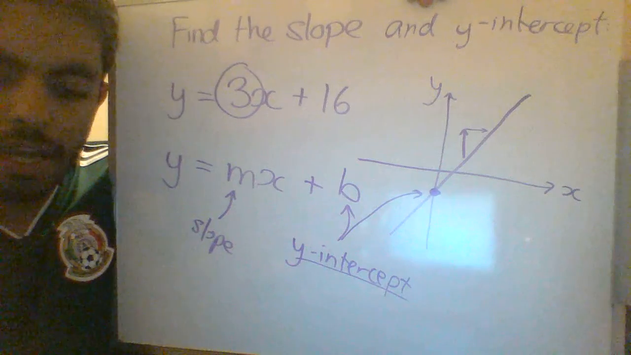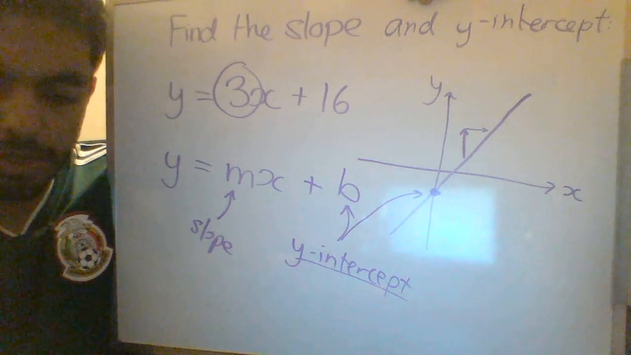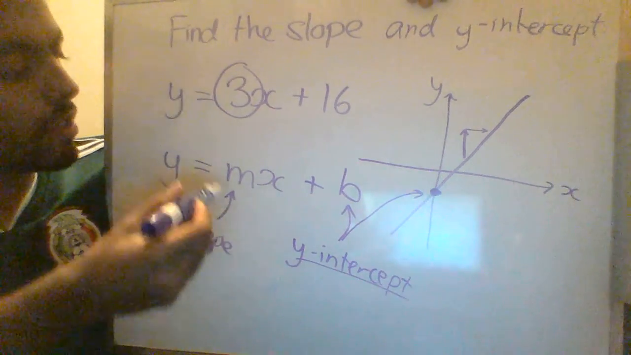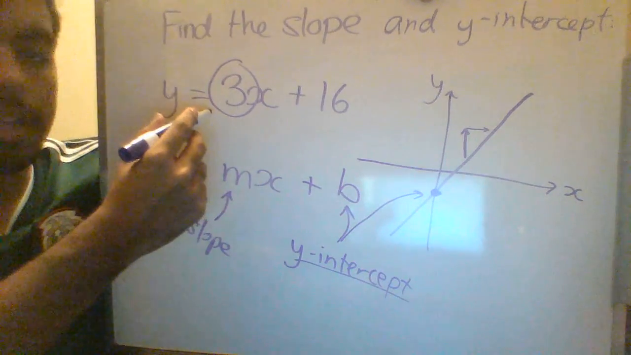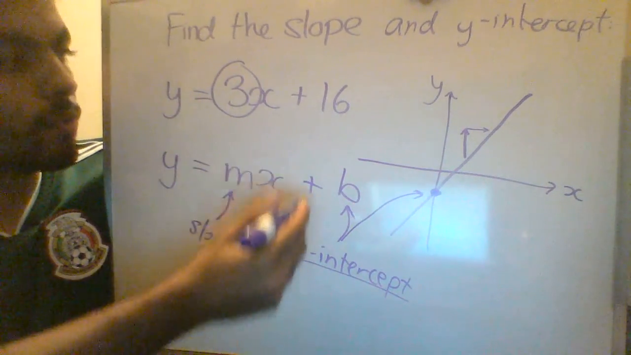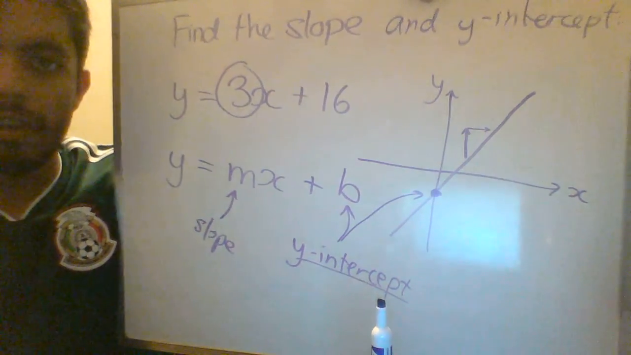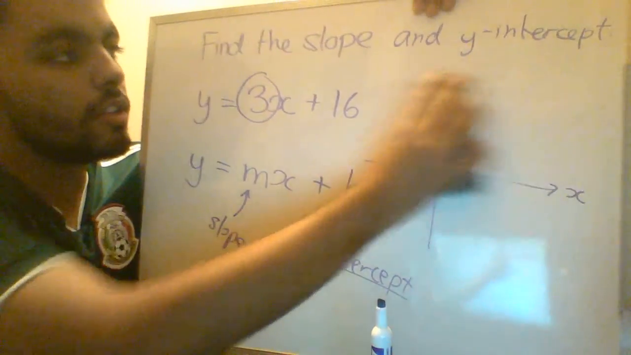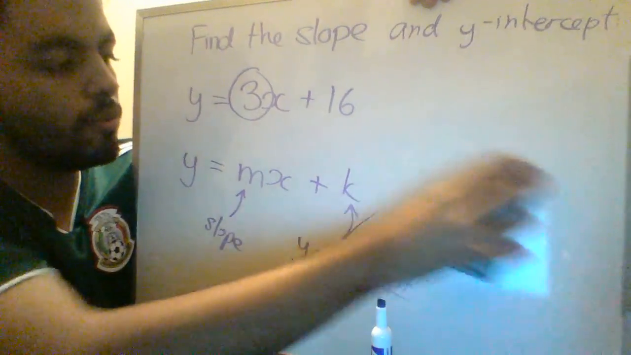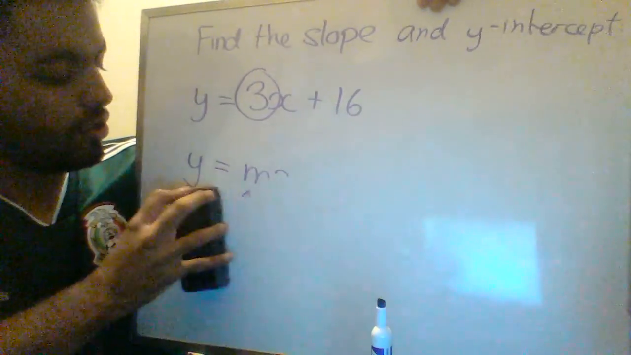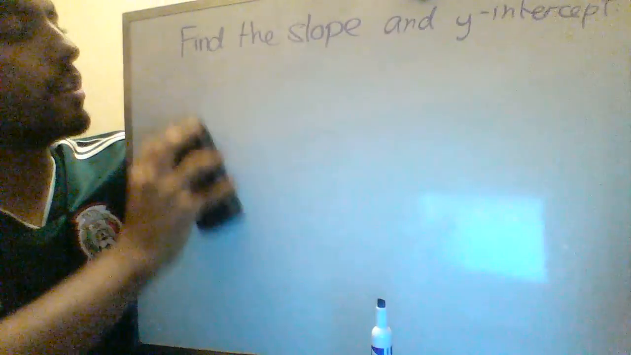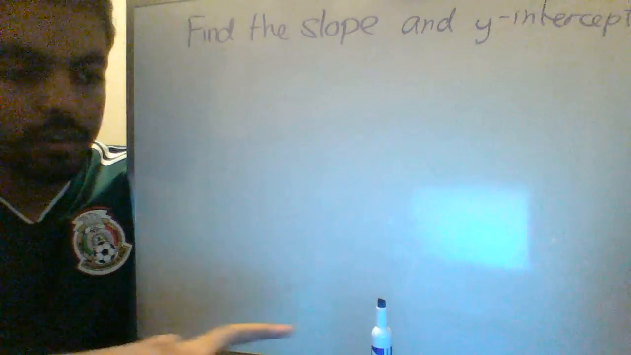So based on that, where did the question go? Okay, so based on that, your slope is 3 and your y-intercept is 16, just based on the function. All right? So let's move on to your second question.